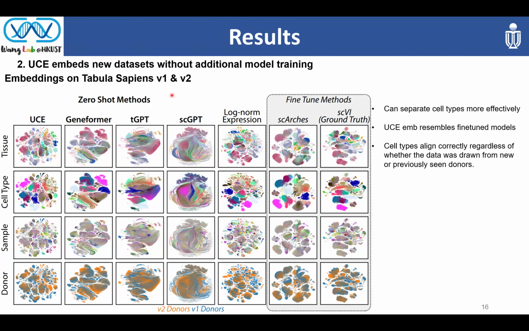They first create the embedding of version 1, and after adding version 2, the two versions are from different donors. So they want to see, after adding new donors, can cell types be aligned correctly?